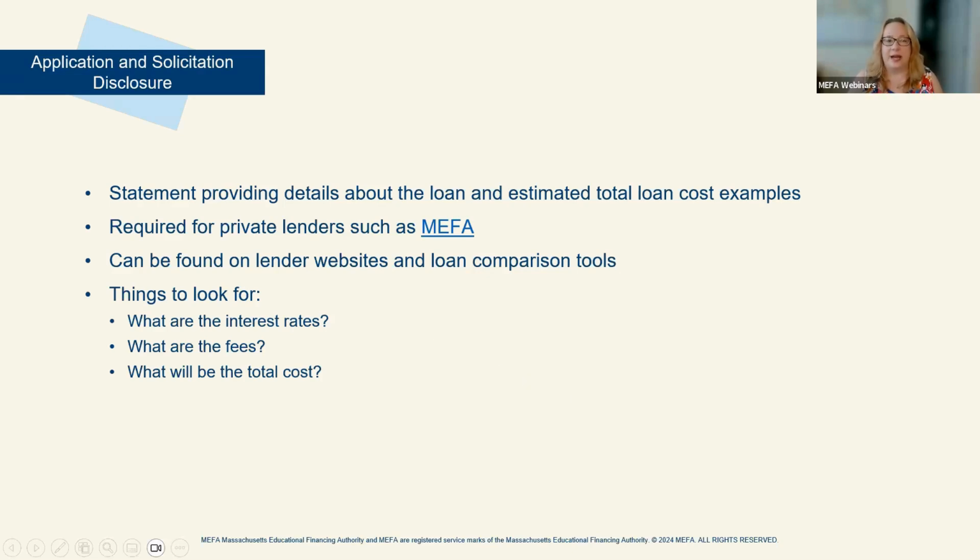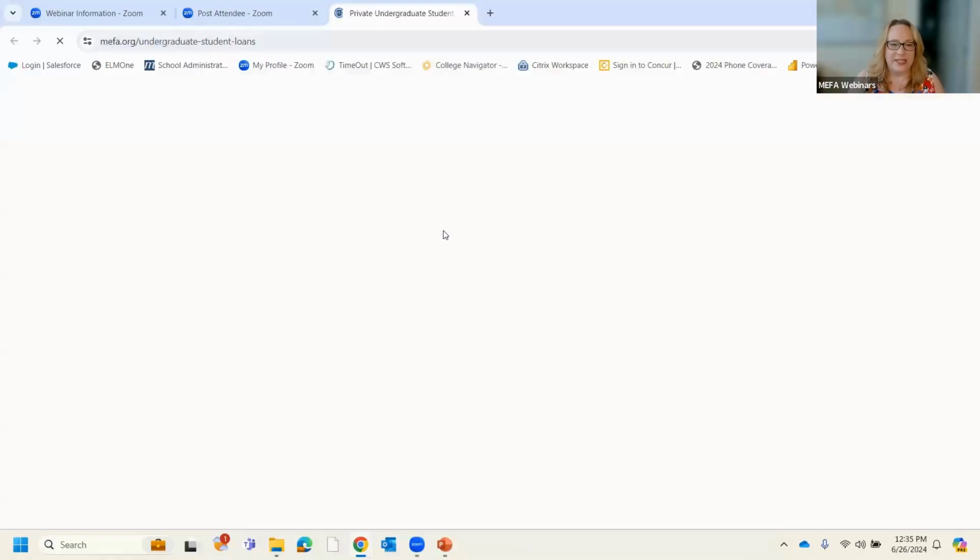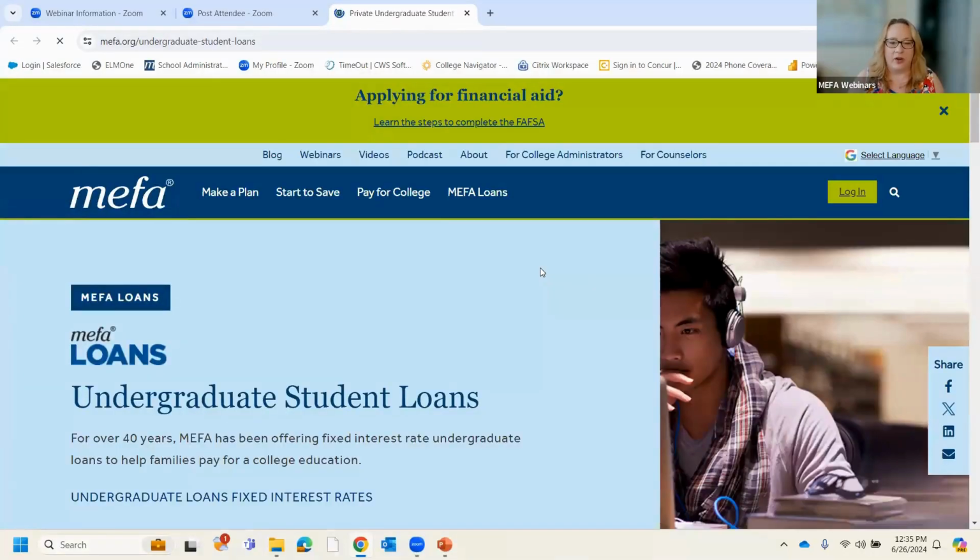It is a guideline that's required of these lenders, and it provides details about the loan and the estimated total loan cost by repayment option. So it's a good way to compare loans. You can look at the interest rates. Are there any fees? So I'll just show you real quick where you can find MEFA's application and solicitation disclosure right on our loan page.